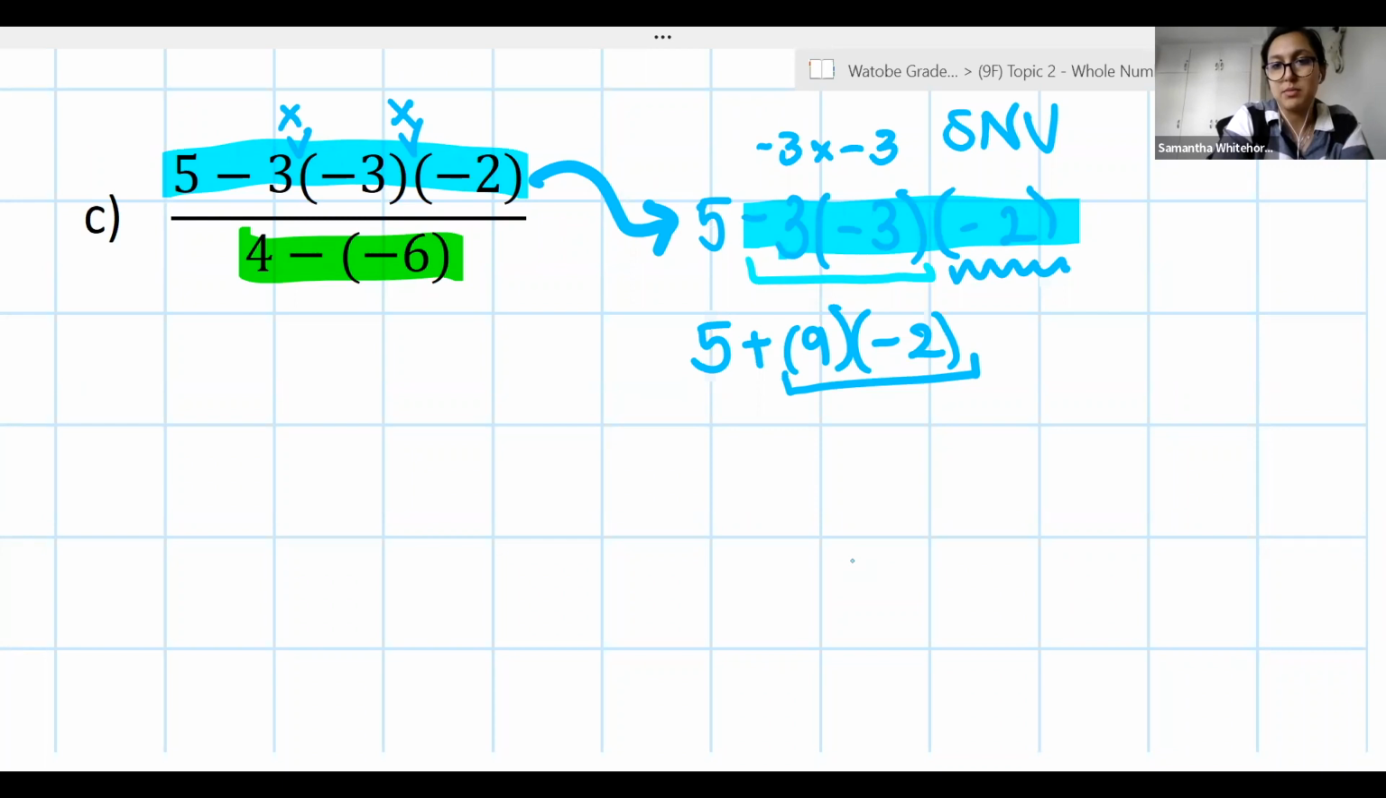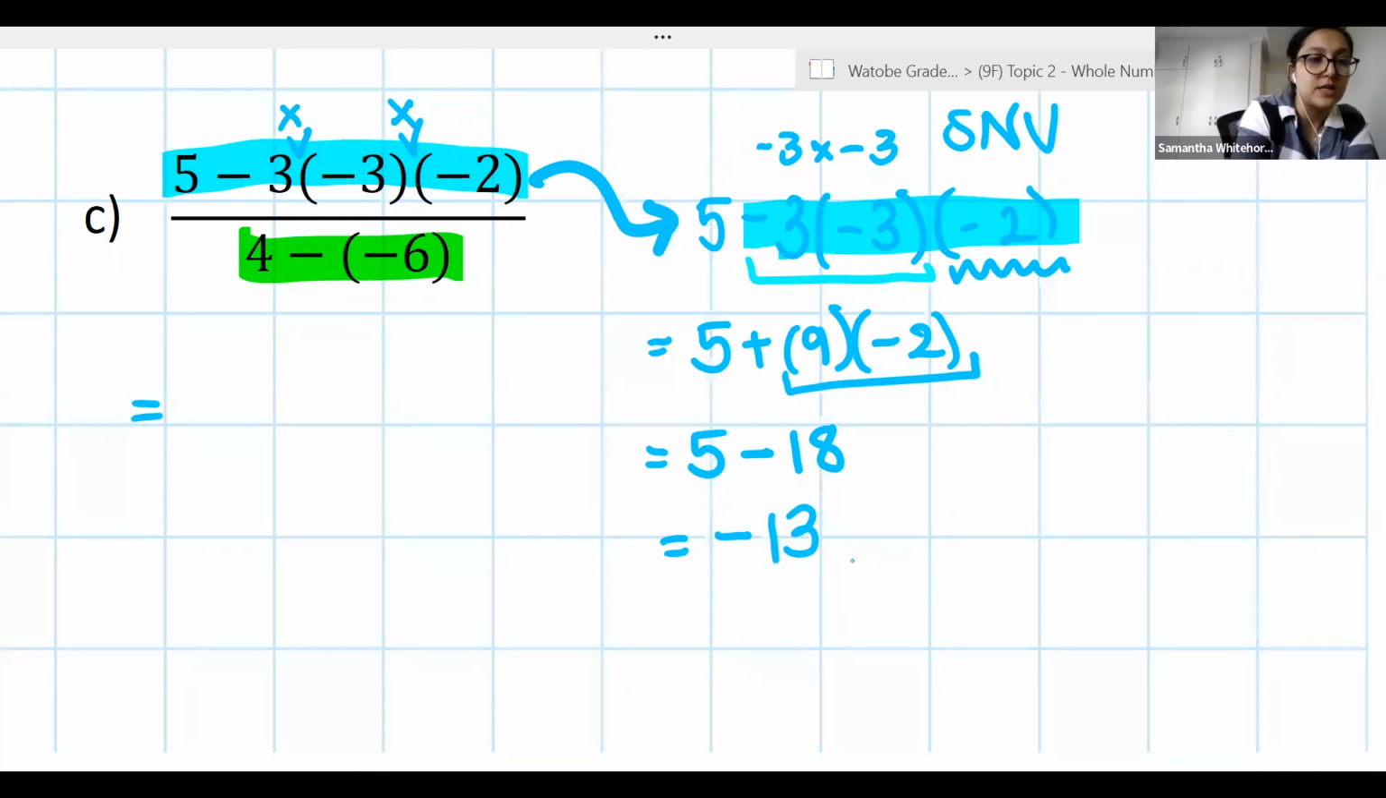I'm going to do the next multiplication, because remember, all of my multiplication must happen first. So now I've got a +9 times a -2. I'm still going to leave my 5 there. We know that a positive times a negative is a negative, and 9 times 2 is 18. So what I have is 5 minus 18. Now again, you can do this on a calculator, or you can use a number line. 5 minus 18 is -13. And so in my numerator, or at the top of my fraction, I've got a -13.